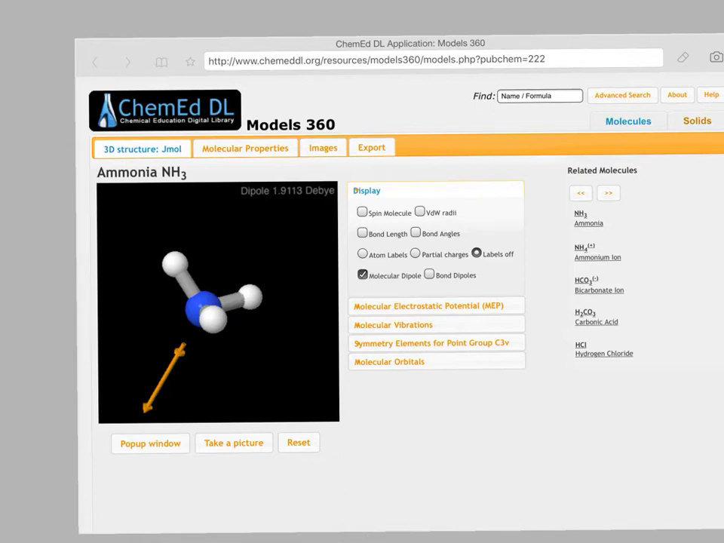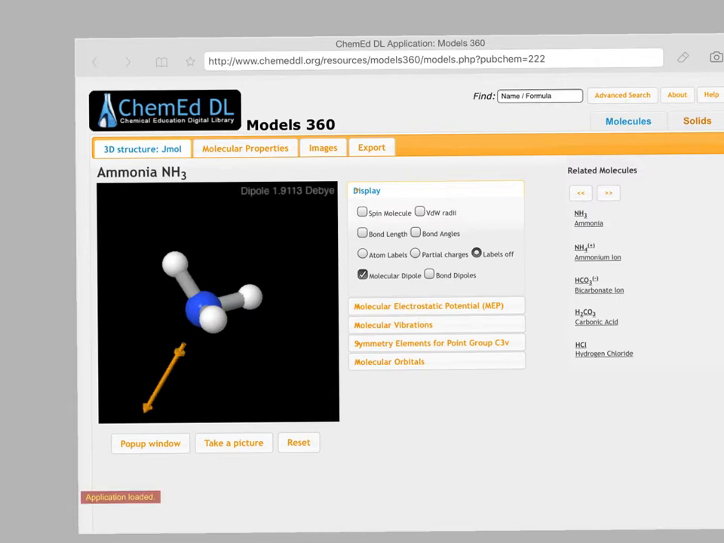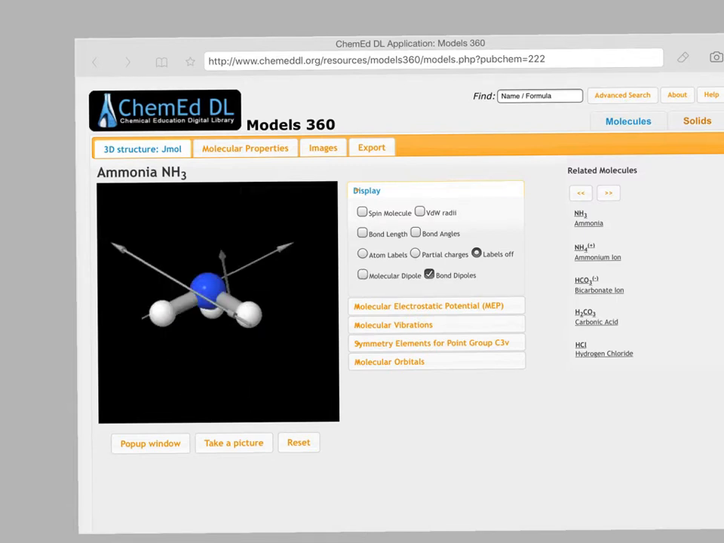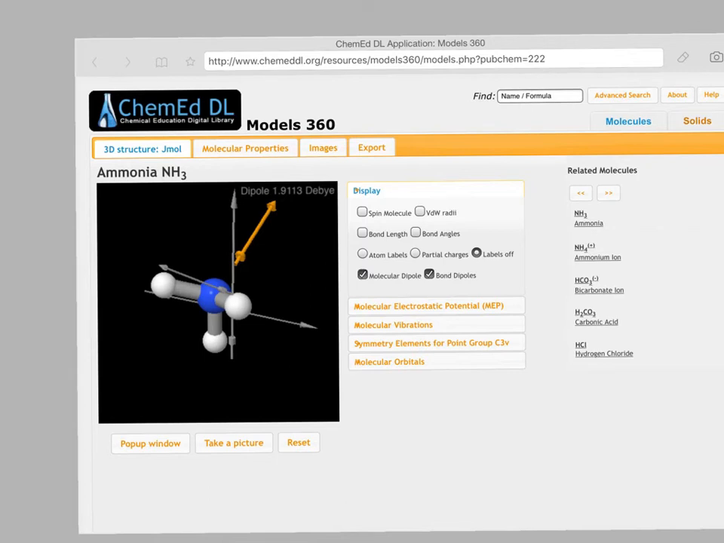If we look at the bond dipoles, nope, don't want that, I want this. There we go. Okay, they're all pulling up along those bonds towards nitrogen because nitrogen's more electronegative than hydrogen is. And so if we look at the molecular dipole, it's going upwards. And it's pretty significant. It's almost as much as water. All right, so that's it.